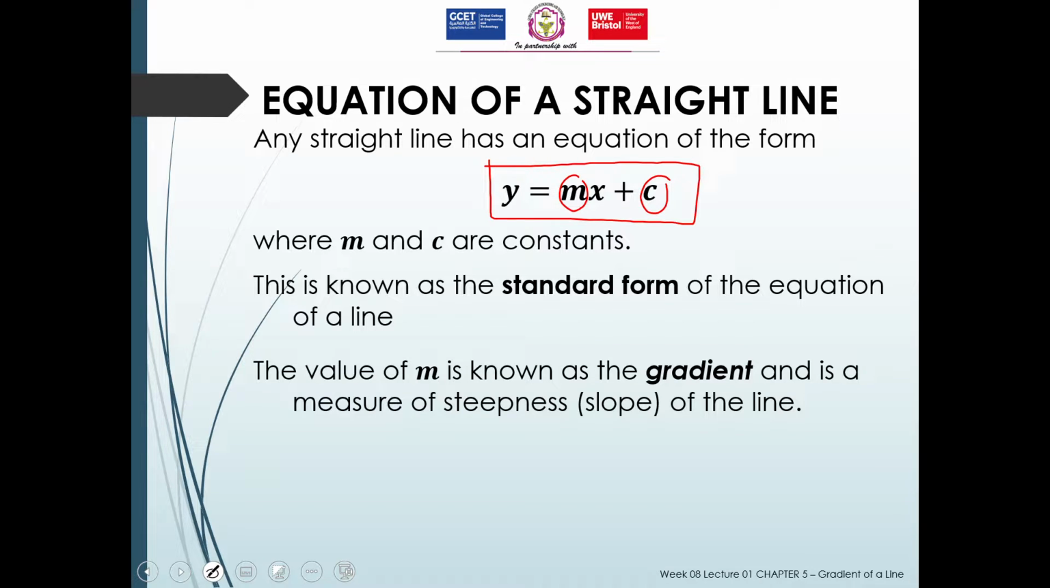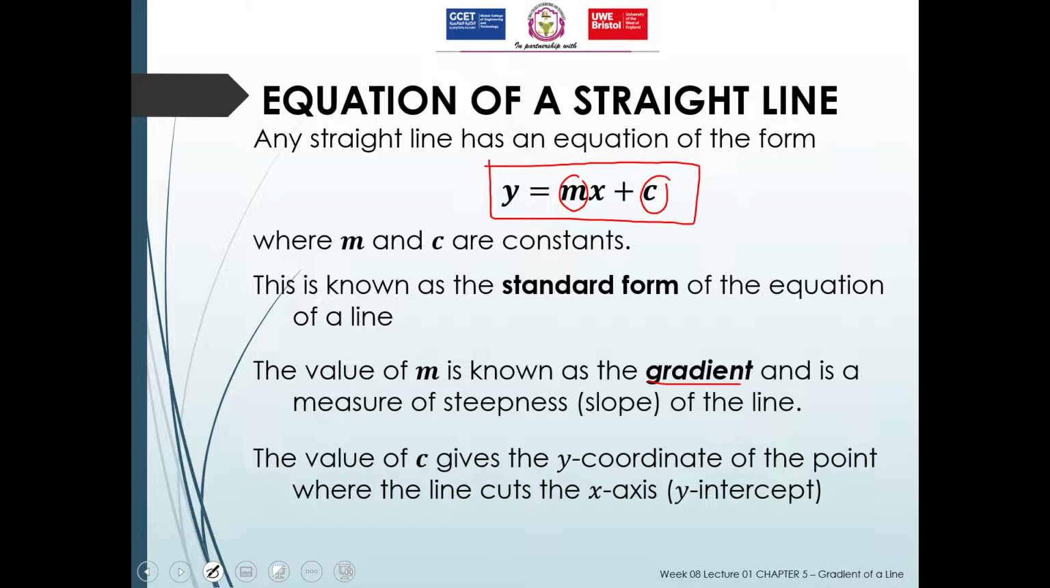The value of m is known as the gradient and is the measure of steepness or slope of the line. The value of c gives the y coordinate of the point where the line cuts the y-axis. This is also known as your y-intercept. So in particular, the value of c is the y-intercept, and the coordinate at this point will be (0, c), where x is equal to 0.